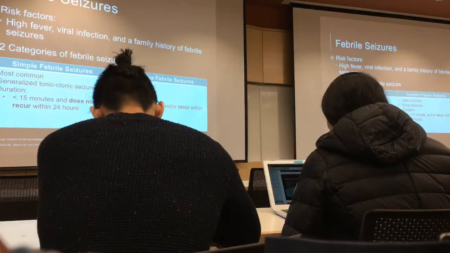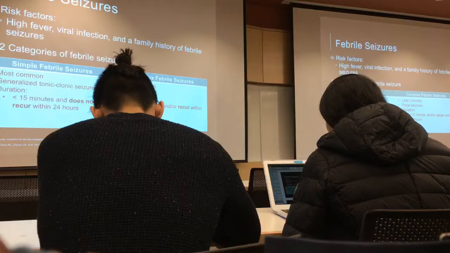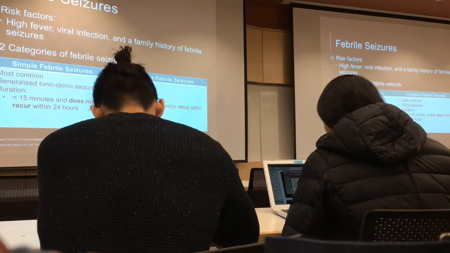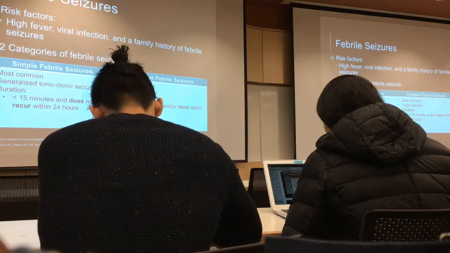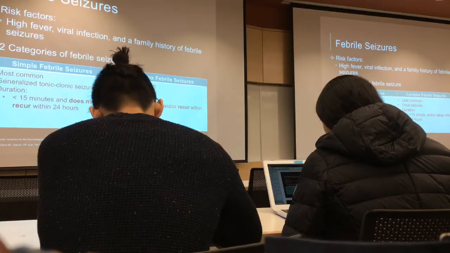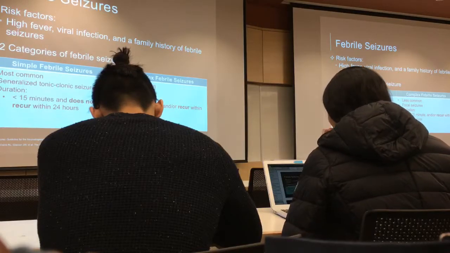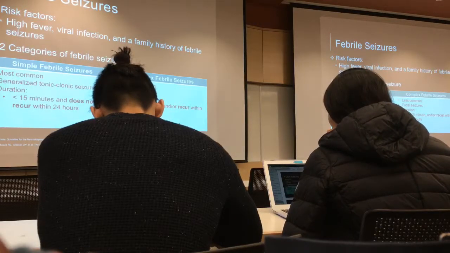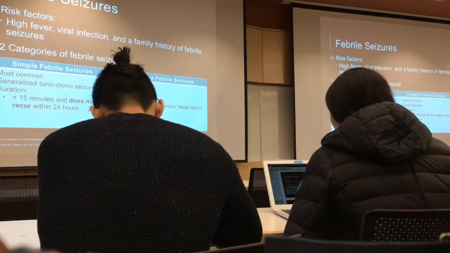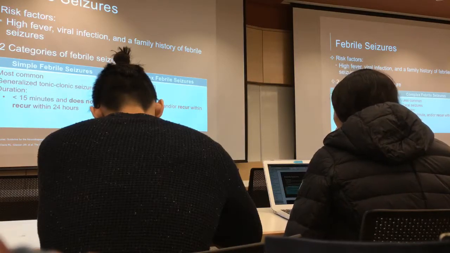So what are some risk factors of febrile seizures? One, automatically, is having that high temperature. Two, they may have a viral infection. They may also have a family history of seizures. And then there are two categories of febrile seizure. Our first category is simple febrile seizure, and that's the most common. These are the general tonic-clonic type of seizures, and they'll usually last less than 15 minutes, and they will not reoccur within 24 hours.